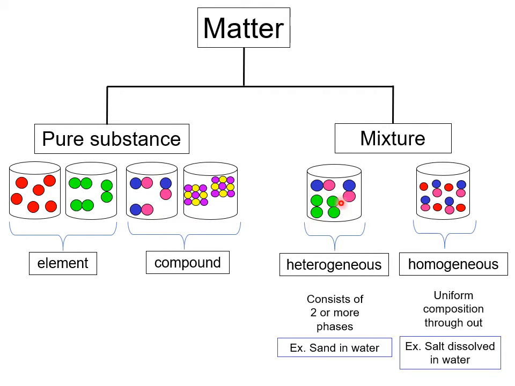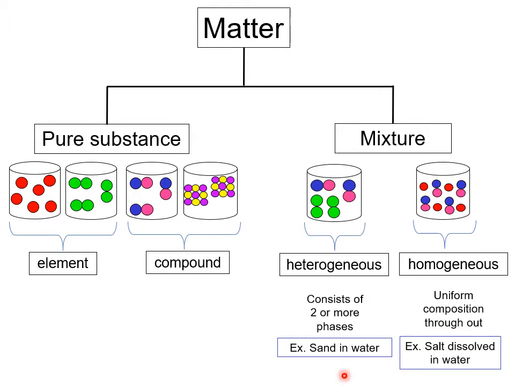This green seems to settle to the bottom, right? The particles containing the two green balls settle to the bottom, and the one that's a blue and a pink is more towards the top. So heterogeneous mixtures are not uniform throughout.